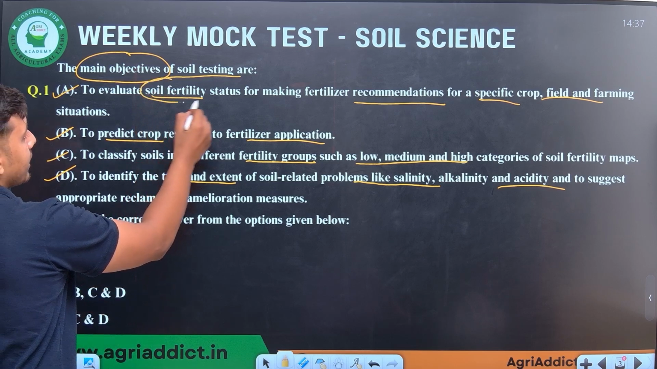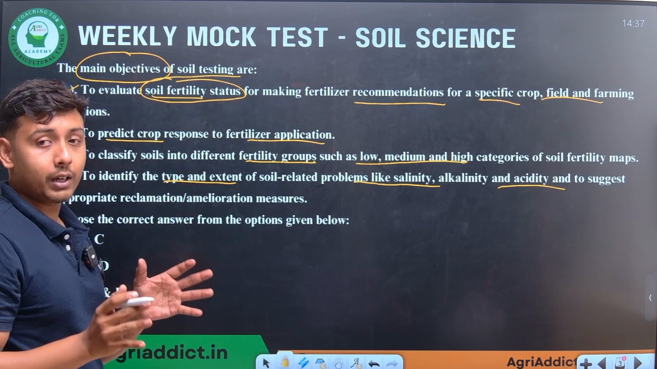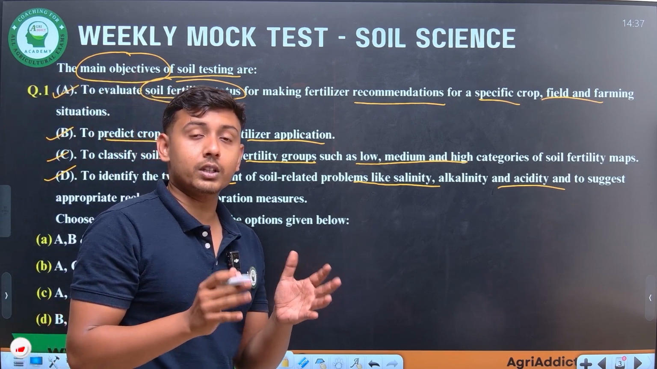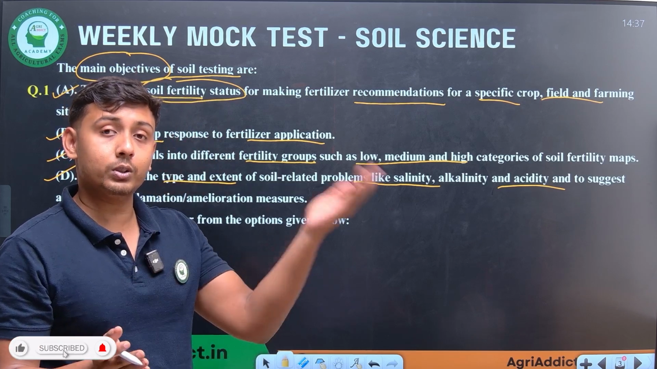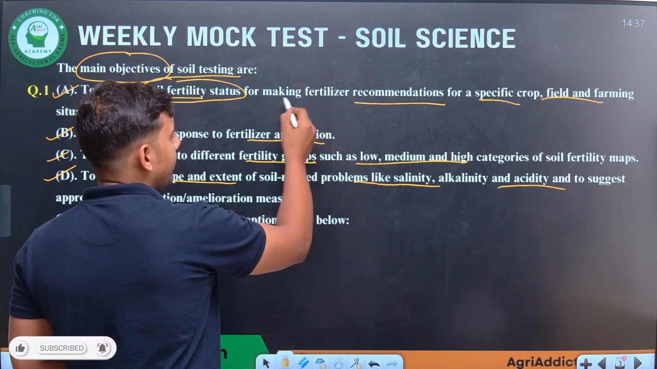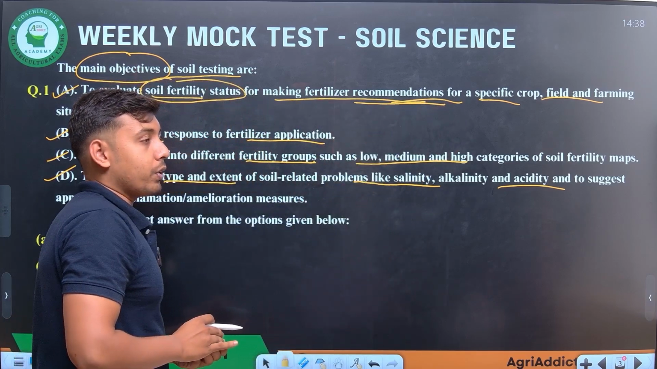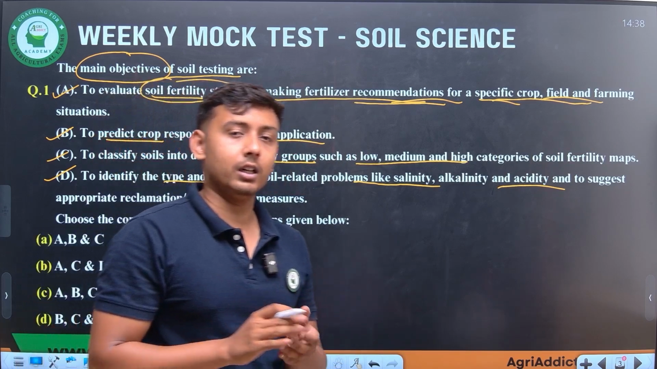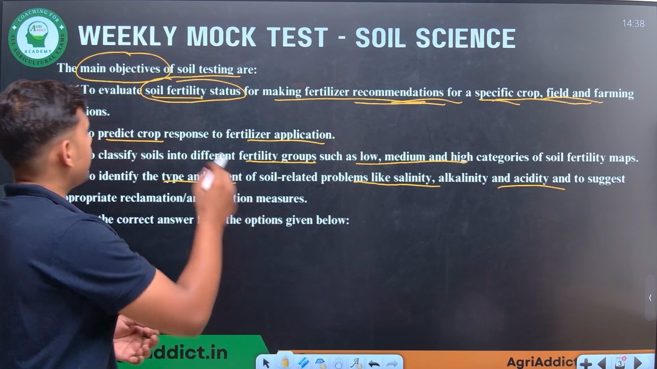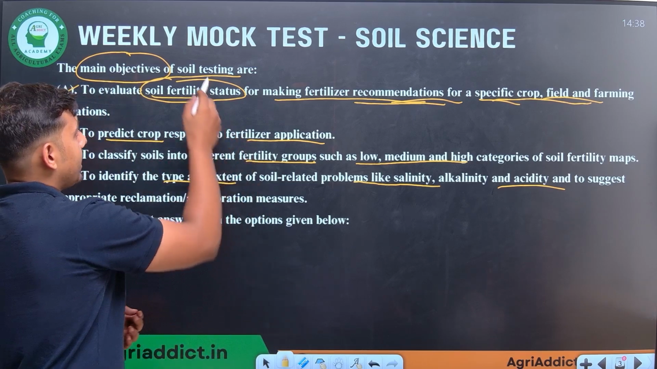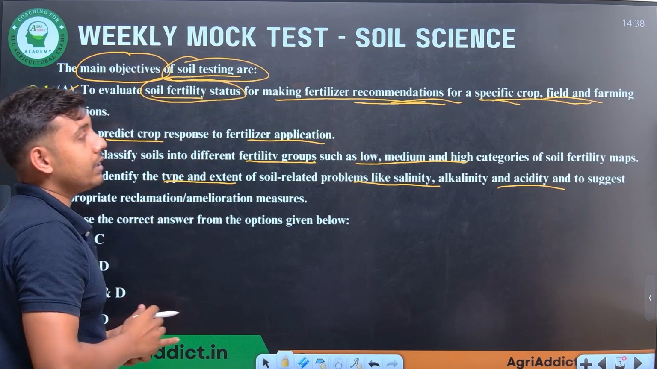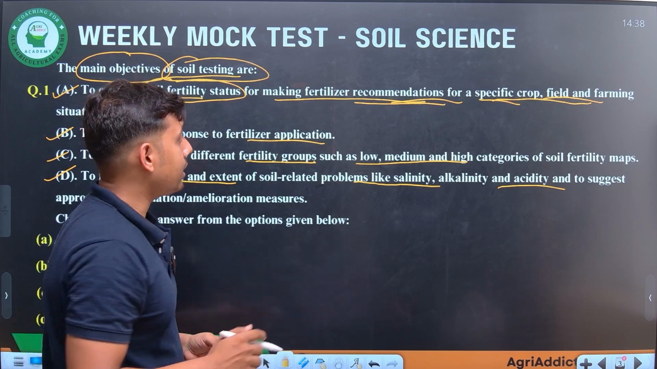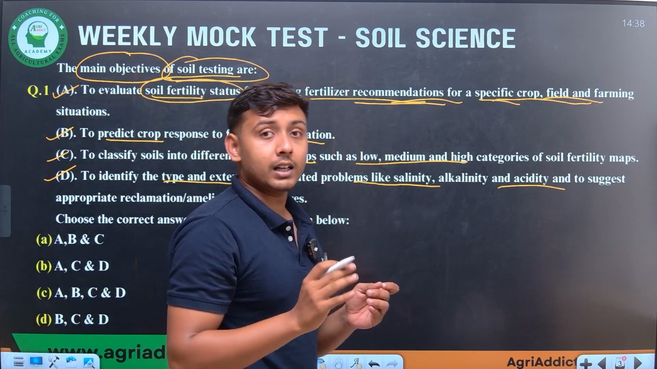To evaluate the soil fertility status: by soil testing we evaluate the soil fertility status, that is the amount of fertilizer nutrients in the soil, the concentration in the soil solution and also in the adsorbed phases. By this we can make the fertilizer recommendations. For a specific crop or any field, the fertilizer recommendations differ from each other. So when we know the fertility status by soil testing, we can recommend to the farmer, or for any experimentation purpose, what amount of fertilizer is actually needed.